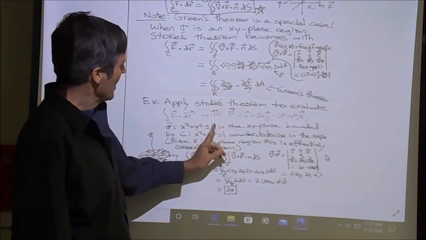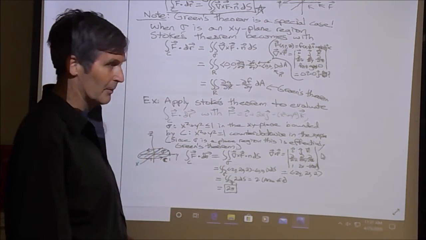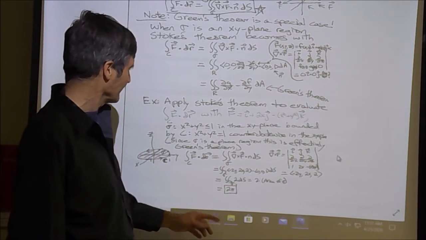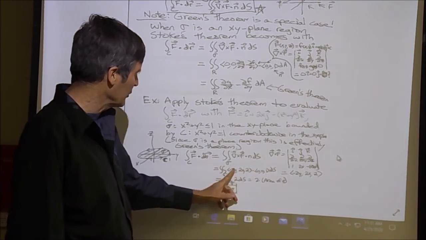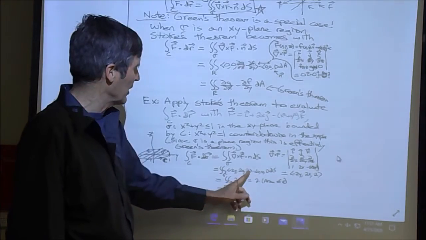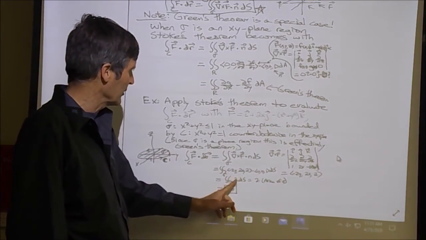The unit normal, since it's supposed to be perpendicular to the surface, must be 0, 0, 1. We don't even have to calculate it. And so minus 2x times 0, plus minus 2y times 0, plus 2x times 0, plus 2 gives us the integrand of 2. We'll double integrate 2 over the surface.